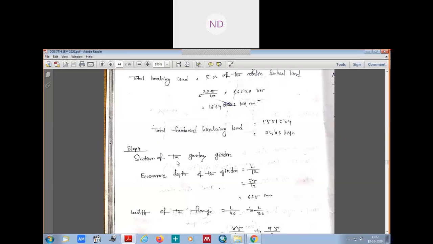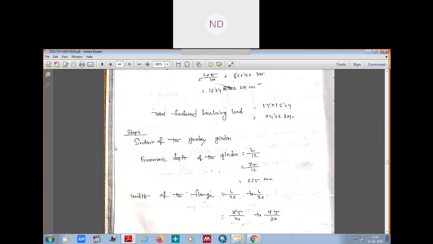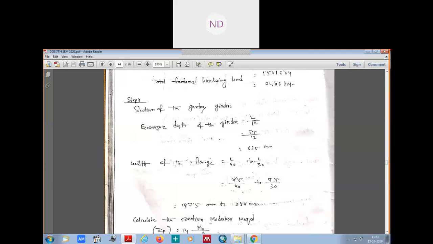What section of the gantry girder are we going to take? You know what a gantry girder is already. This is an I beam which is a laterally unsupported beam, right? To find the section of the gantry girder, you have to know that the economic depth of the gantry girder is given by L by 12, where L is our span, and we know the span is 7.5 meters. So that gives 625 mm as the economic depth according to the code. We have calculated it to be 625 mm.